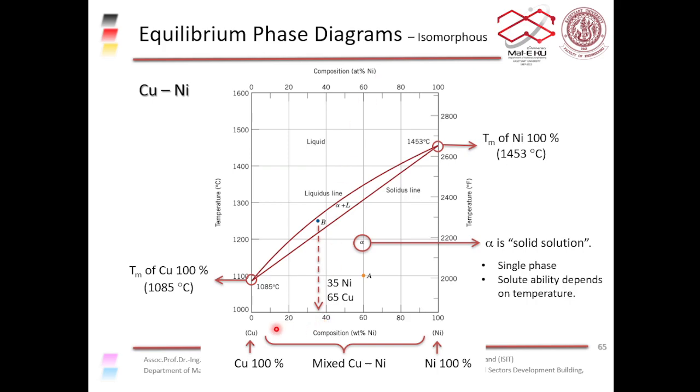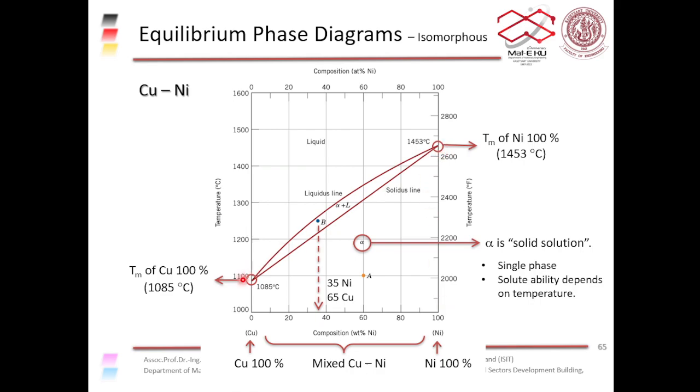And this is a copper-nickel system. So when we have the weight percent nickel here, we have 100% nickel on the right-hand side and 0% nickel on the left-hand side. That means at 0% nickel, we have 100% copper, and at 100% nickel, we have 0% copper. So on the left-hand side, we have 100% copper. On the right-hand side, we have 100% nickel.